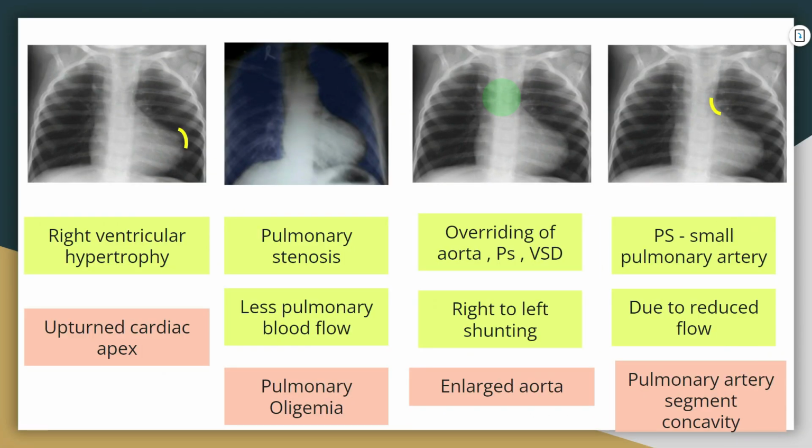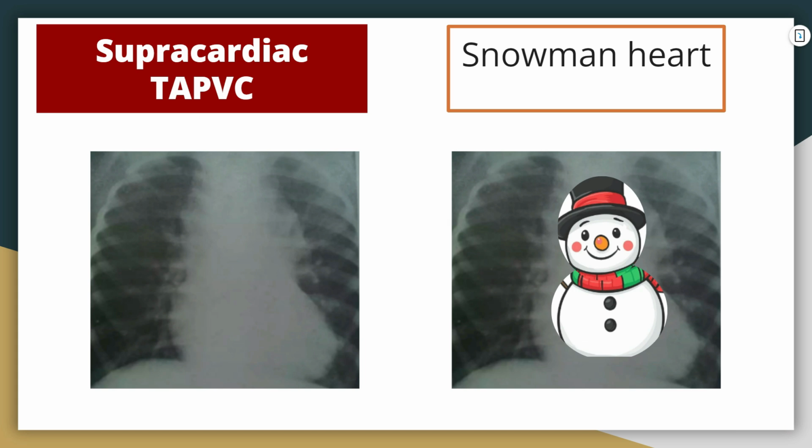One of the defects is an overriding of the aorta, which along with pulmonary stenosis and a VSD facilitates the shunting of blood away from the pulmonary system. This results in a large aorta. Pulmonary stenosis can also result in a small main pulmonary artery due to reduced blood flow. This finding is depicted on X-ray as an increased concavity of the main pulmonary artery segment. Snowman heart, cottage loaf heart, or a figure of 8 heart is seen in supracardiac TAPVC.